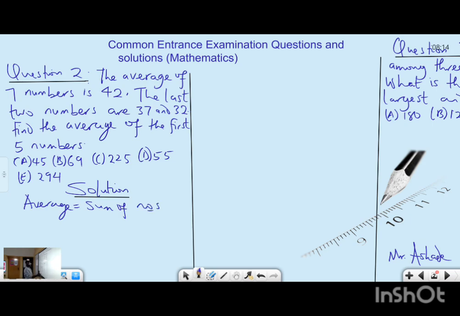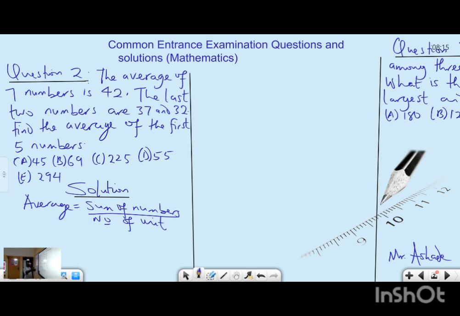Average is sum of numbers all over the number of values, or number of units rather. Sum of numbers over number of units. Average is the same thing as mean. In some questions they use mean. The mean of 7 numbers is 42. The last 2 numbers are 37 and 32. Find the average of the first 5.